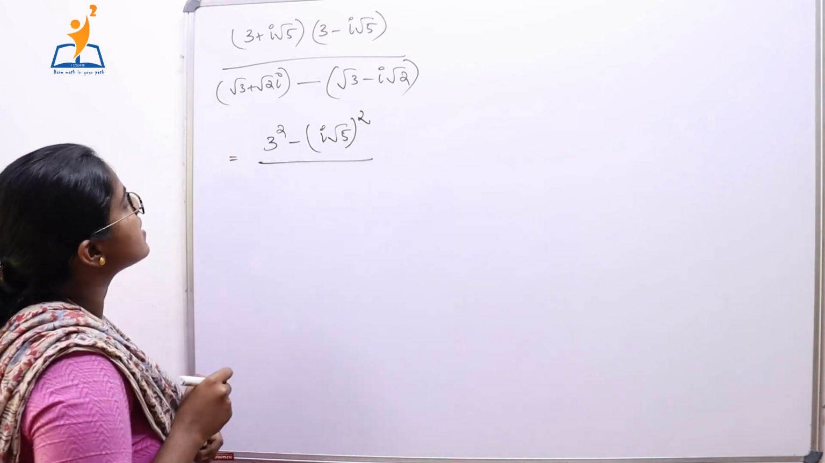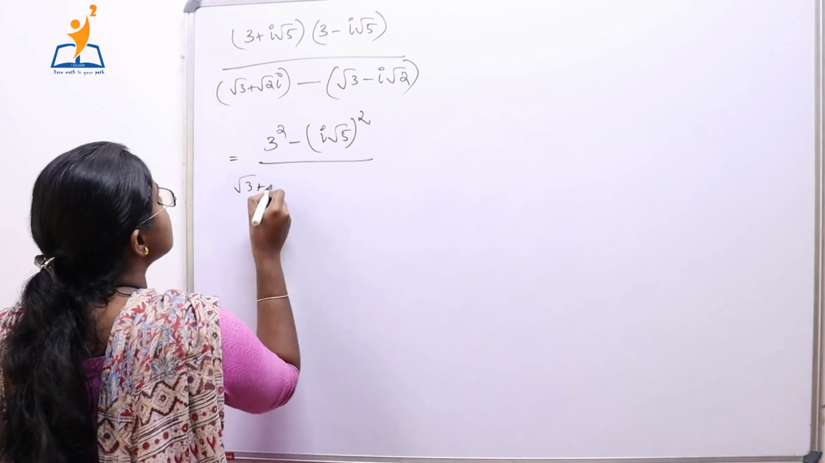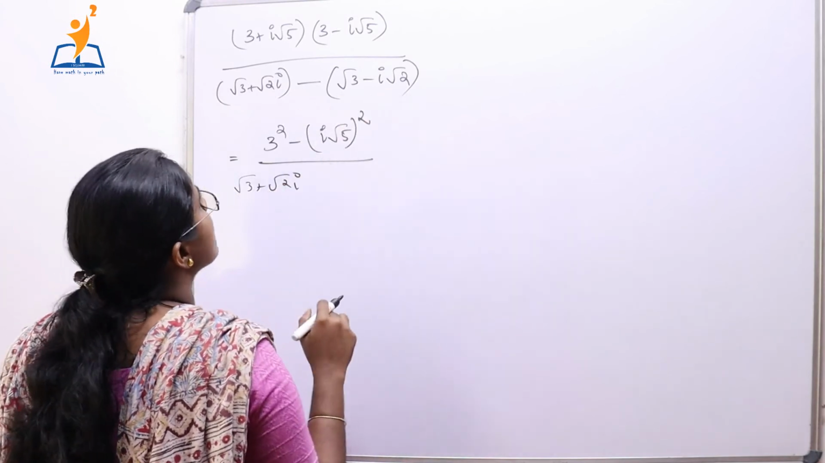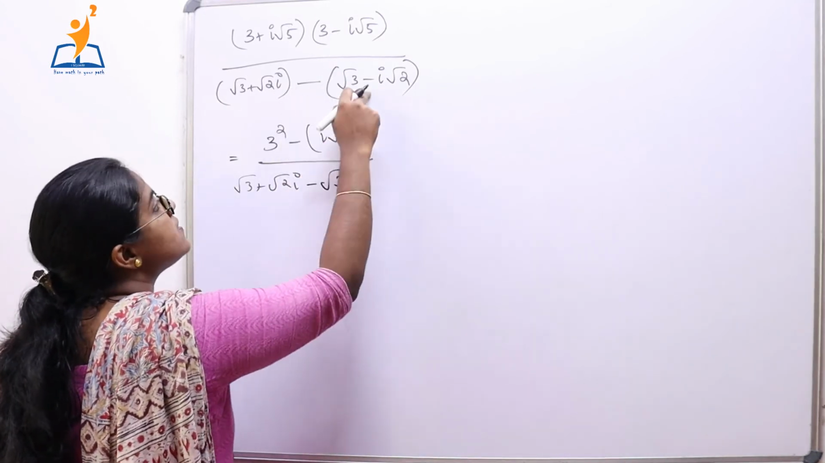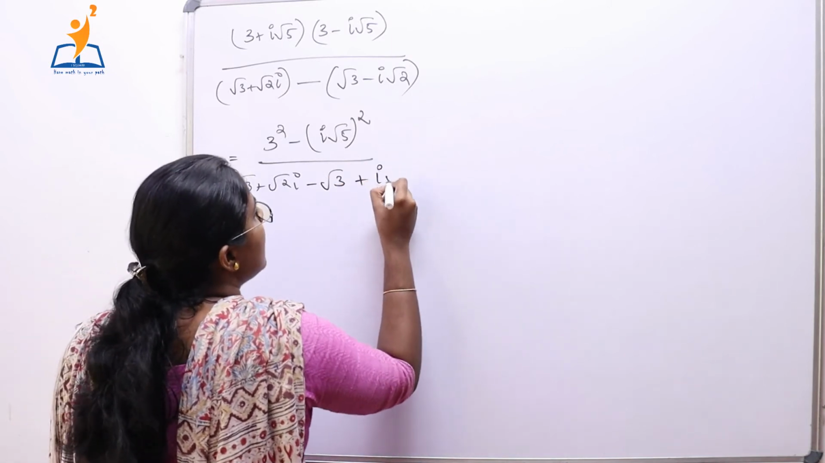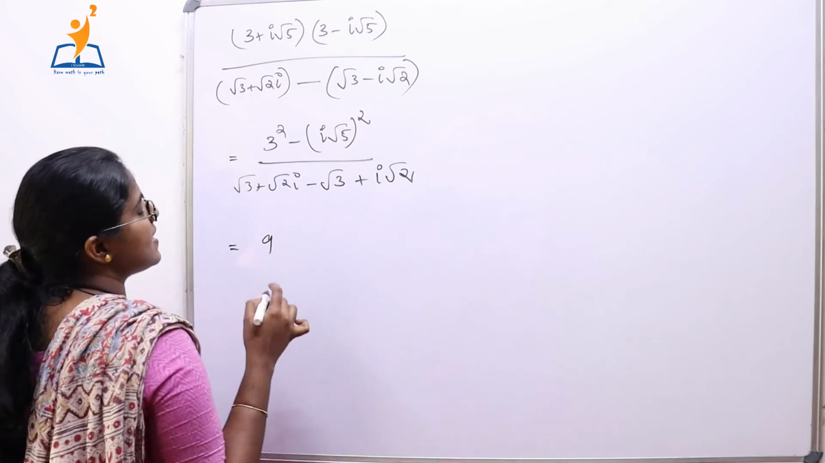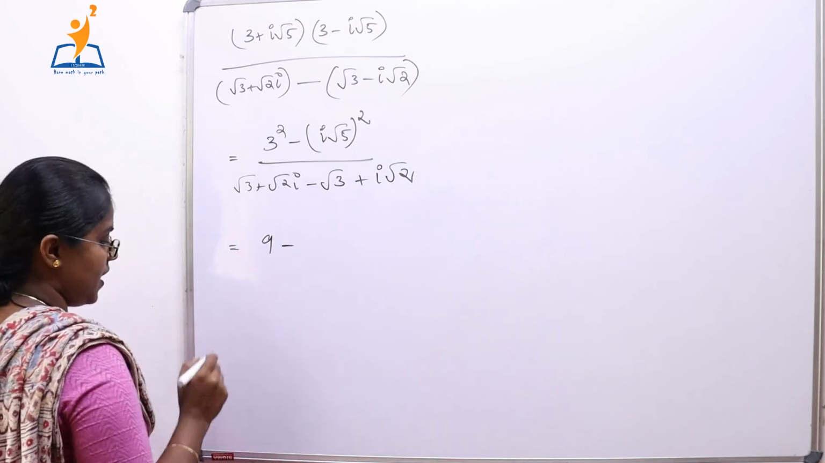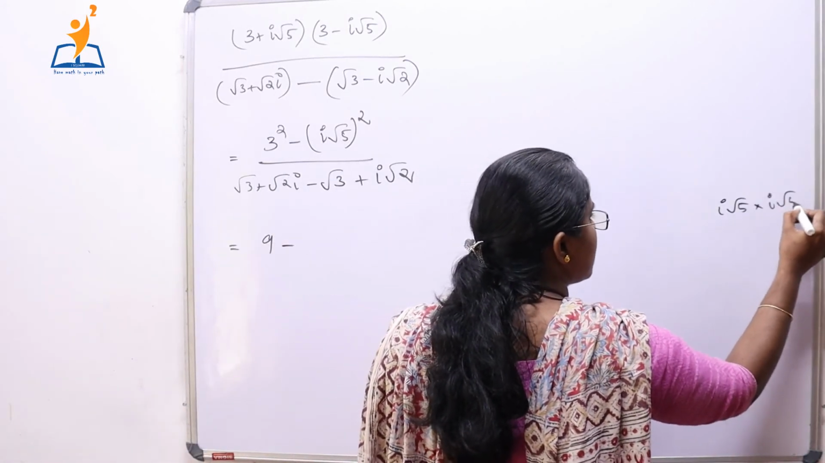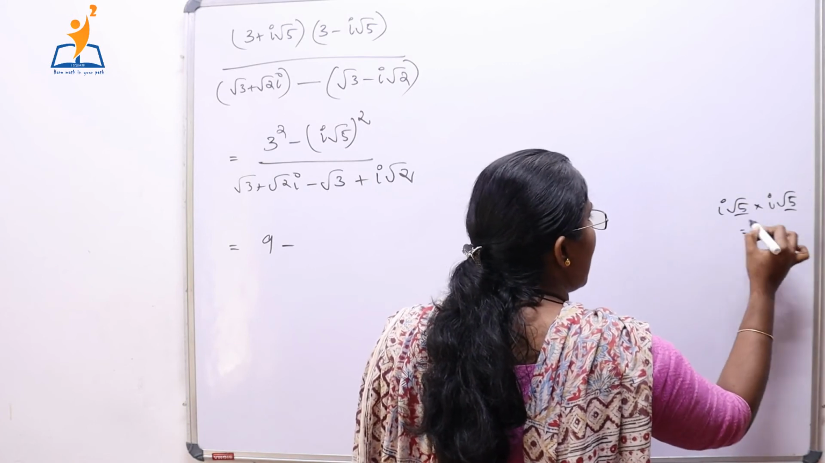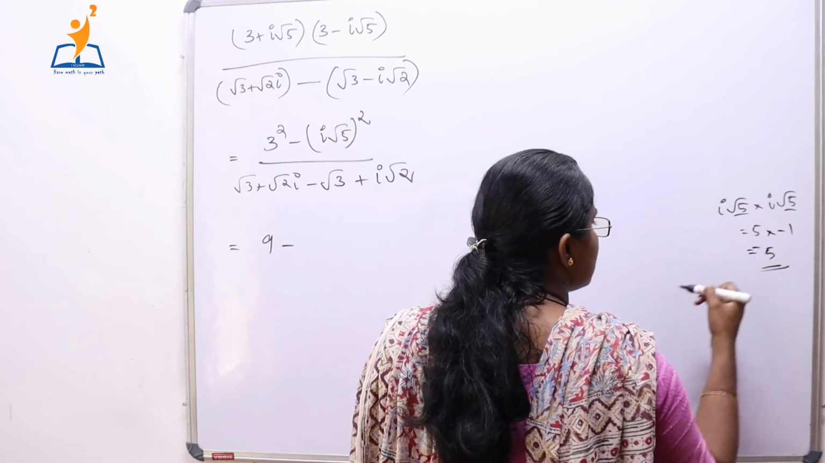So that's the numerator. Now in the denominator we have a difference: root 3 plus root 2i, minus this complex number. So minus is common to both the terms, that is minus root 3, and minus into minus becomes plus, plus i root 2. That's it. Now in the numerator we have 3 square as 9, minus (i root 5) square. What is (i root 5) square? i root 5 into i root 5. Root 5 into root 5 is 5, and i into i is i square, that is minus 1. So it is minus 5.